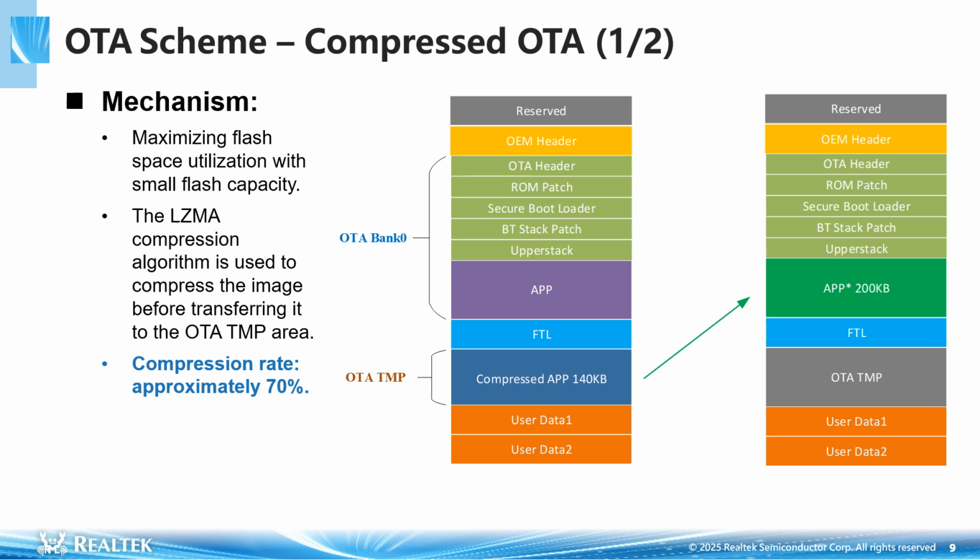As shown in the figure, the app image to be upgraded is only 140 kilobytes after compression, and then it is transferred to the OTA temp area. Once the transfer is complete, the system will reboot and decompress this file to 200 kilobytes, then copy it to the operating area. This scheme improves space utilization efficiency and provides a more flexible solution for device upgrades.